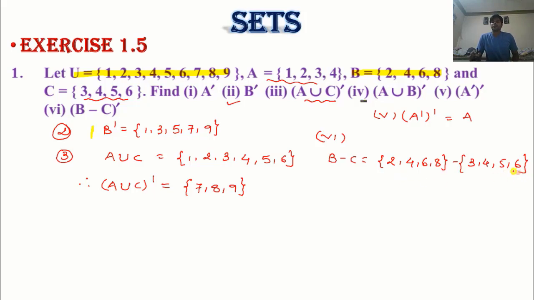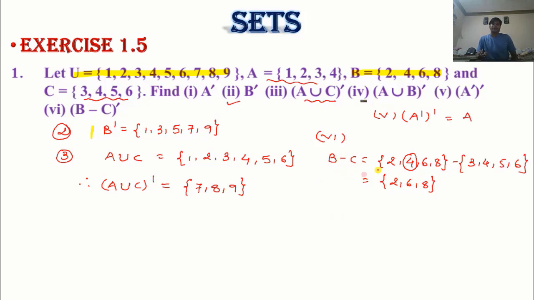How to write the difference set? We discussed it in the previous video. Hope you have seen how to calculate the difference set. Firstly remove the common elements from both sets. So 4 is common between both these sets. After eliminating the common element, whatever is left in the first set will be your difference set. So you got 2, 6 and 8. That will be your answer of B minus C.